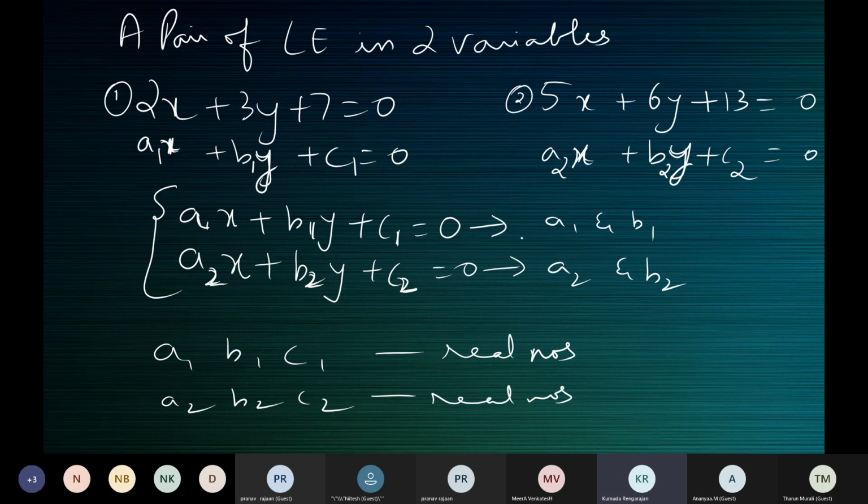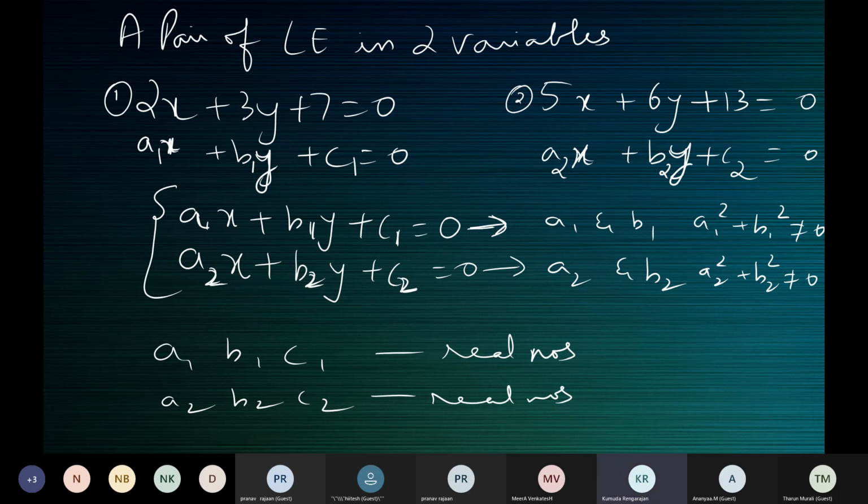The other condition is, in the first equation, A1 and B1, both of them should not be 0 at the same time. That means A1 square plus B1 square should not be equal to 0. Similarly, in the second equation, A2 square plus B2 square should not be equal to 0. That means both A1 and B1 should not be 0 at the same time. If A1 is 0, B1 should not be 0. Or if B1 is 0, A1 should not be 0. Same thing for A2 and B2. If A2 is 0, B2 should not be 0. Or if B2 is 0, A2 should not be 0. Which means A2 square plus B2 square should not be equal to 0.